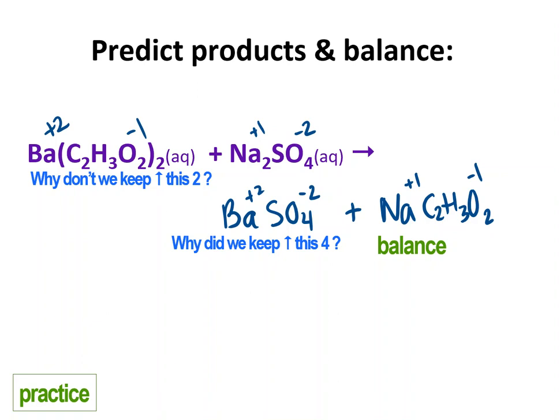So the first one is, why don't we keep this 2? In other words, over here, I did not do this to keep that 2. And why is that? Well, the reason that it was there over here was that we had a +2 charge there. This charge was needed with this barium to make this a neutral compound. So because it wasn't needed here, because this is +1 and -1, we didn't keep that 2.